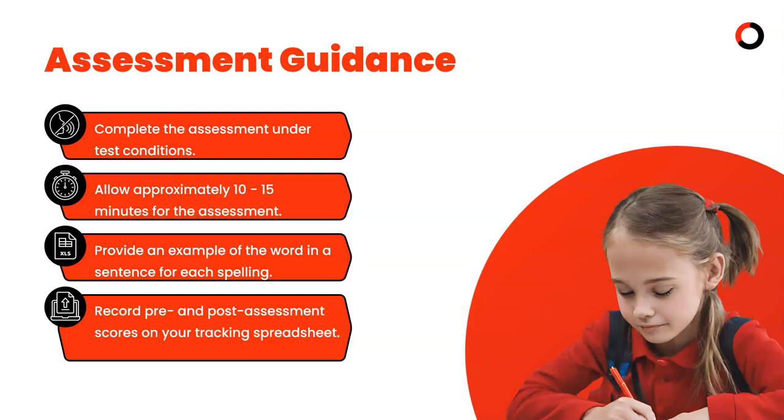So just some final guidance. Complete the assessment under test conditions. Allow approximately 10 to 15 minutes for the assessment if it's needed. Provide an example of the word in the sentence for each spelling. And record your pre and post assessment scores on your tracking spreadsheet and upload them to the trial wizard at the appropriate points. So the next step is to download the protocol, to then download your resource folder. Then when you're ready to start the trial, enter the trial wizard.